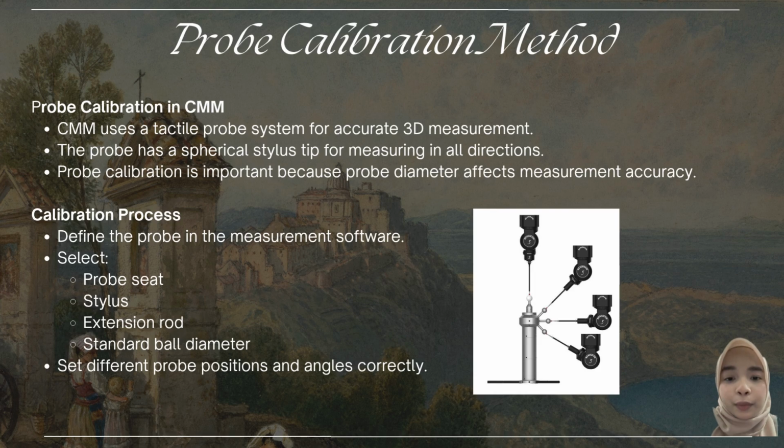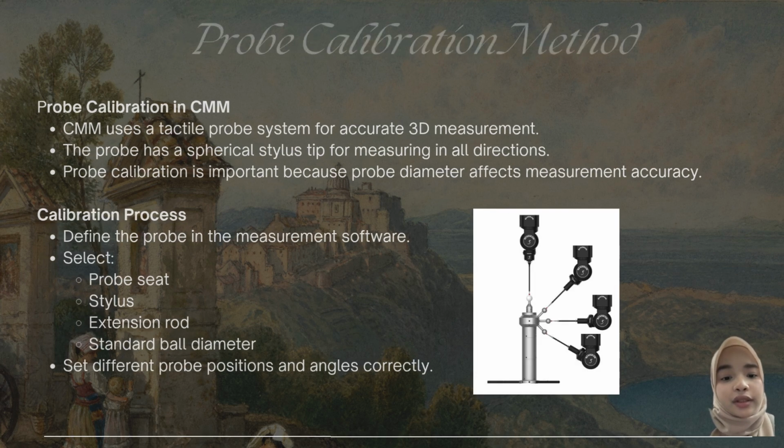For multiple probes, the calibration process is repeated to ensure that probe angles and positions produce similar results. And finally, the correction value is obtained by comparing the measured ball diameter with the standard ball's diameter. This process helps us to improve the reliability and precision of CMM measurement in industrial applications.